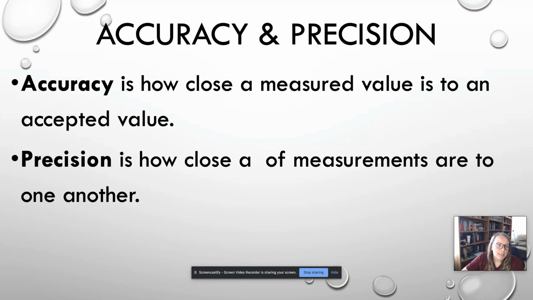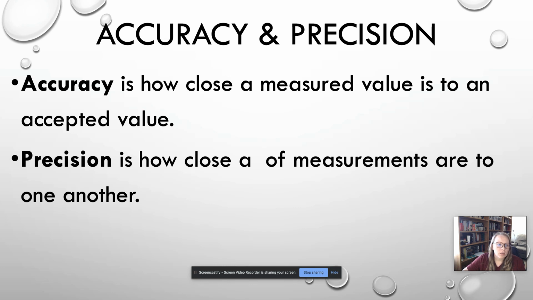So accuracy and precision, whenever we're talking about it from a scientific perspective, accuracy is how close a measured value is to an accepted value, okay? Or sometimes you'll hear it referred to as a true value. Precision is how close a group of measurements are to one another.